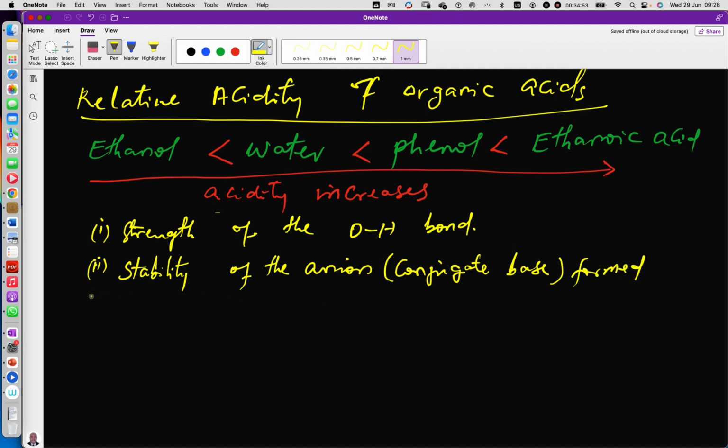Another reason is the value of the pKa. A strong acid has a low pKa.